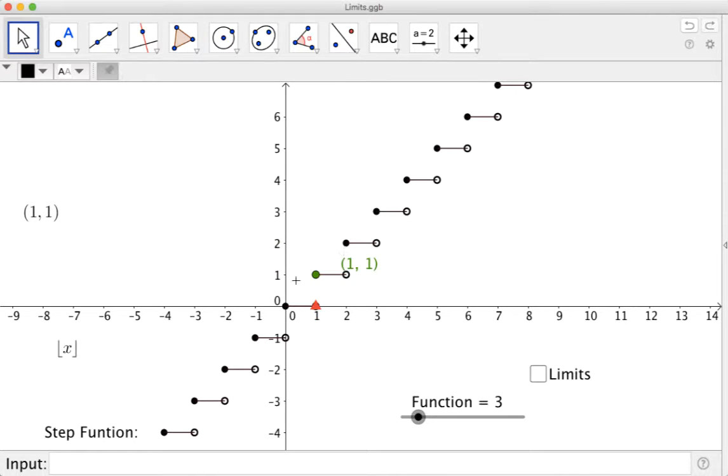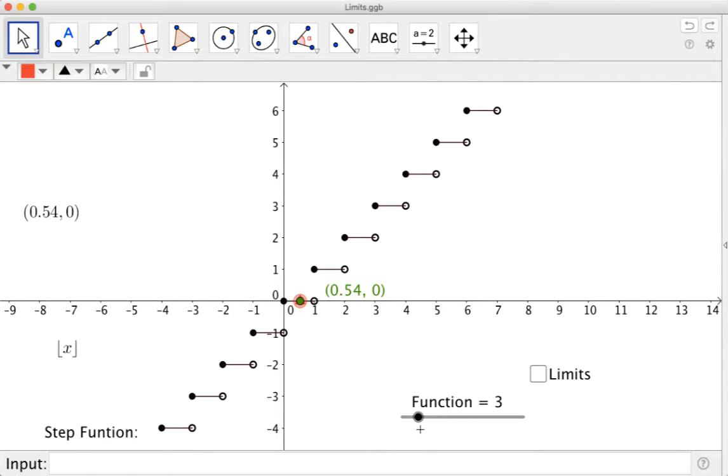Okay, now we look at a very different kind of function. This is the greatest integer less than or equal to. So for example, if x is equal to 0.54, the greatest integer less than or equal to that is 0. So the value of the function at 0.54 is 0. As soon as we get to x is equal to 1, the value of the function jumps up to 1, and the value of the function stays at 1 until we get to 2. So we have a point at the end of this segment here, but it's open at the right end of the segment. So let's take a look at the limits now.